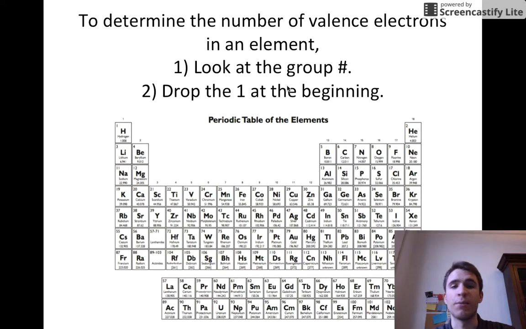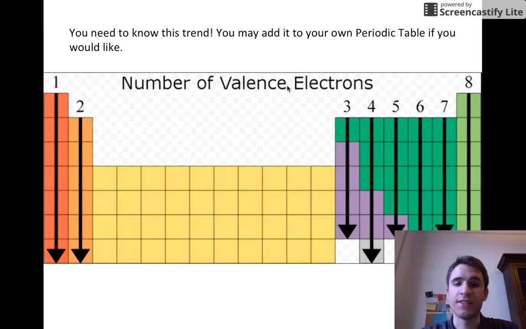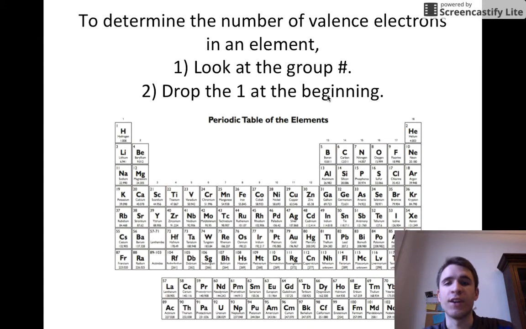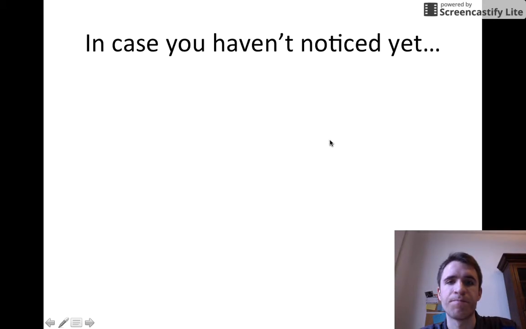Another way to put it, guys, if this was not super helpful: if you're trying to figure out the number of valence electrons in an element, you just look at its group number. You have all the group numbers written on your sheet already, right? 1, 2, 13, 14, 15, 16, 17, 18. If there's a 1 at the beginning, you drop the 1, and that tells you how many valence electrons it has. For example, group 13 doesn't have 13 valence electrons. It only has 3. So just drop the 1, and it will tell you how many valence electrons it has.